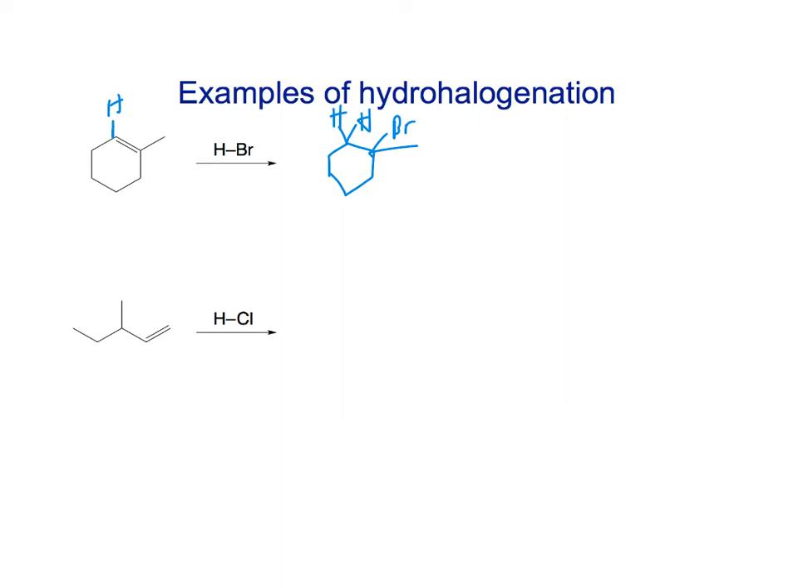What about the next one? We have 2 H's here and 1 H here. So if the H goes to the position with more H's, it would go out here on the end. We'd then have a methyl group with 3 H's, and our chlorine should go here, right? Well, not exactly. That's not going to be our major product. In this case, this is going to be our major product.